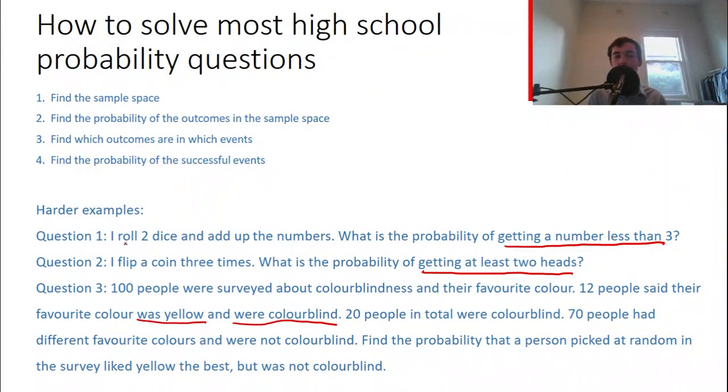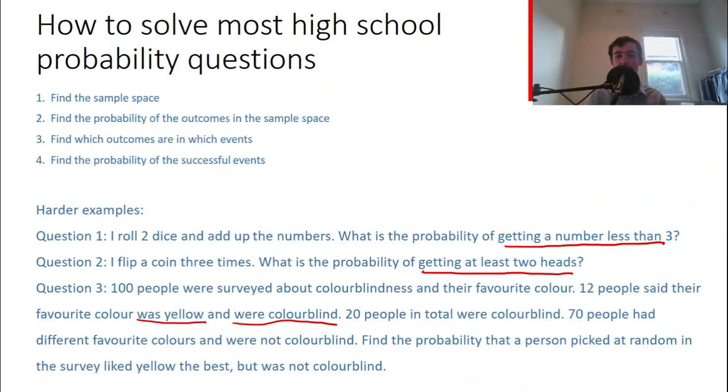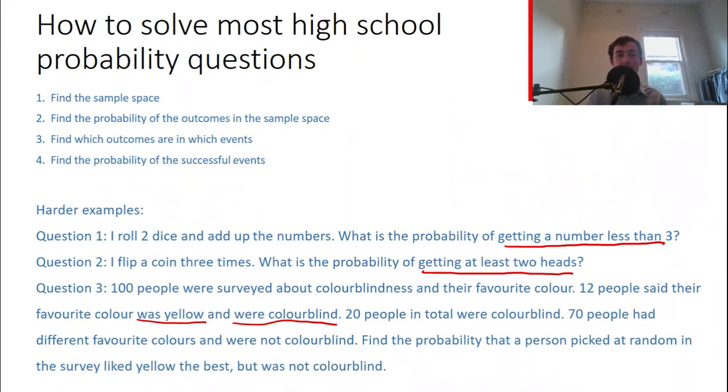Question 1. I roll 2 dice and add up the numbers. What is the probability of getting a number less than 3? So let's just tick off what we've done. Have we found the sample space? Yes, we've found the sample space. It's all of these. There's 36 things that could happen. Number 2, have we found the probability of the outcomes in it? Yes, we have. Each outcome is 1 over 36.